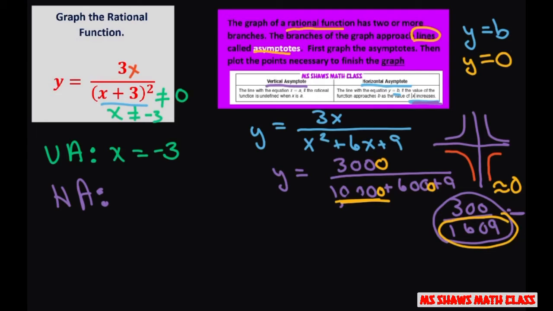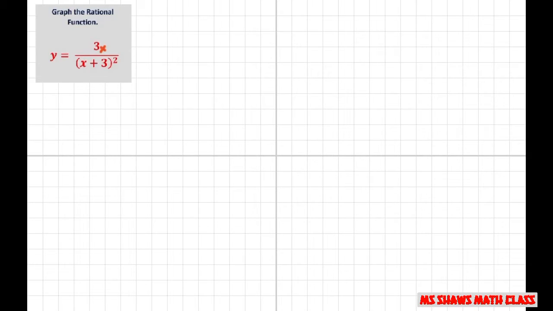If you put in 1,000,000, you could even see it better. But that's what the horizontal asymptote is all about. As your x values get larger and larger, what does my y value go to? And that's what the branch of the graph is going to approach, those lines. So let's go ahead and draw our asymptotes in. We have x equals -3. This is -3, so graph that. Now it can never cross the vertical asymptote.